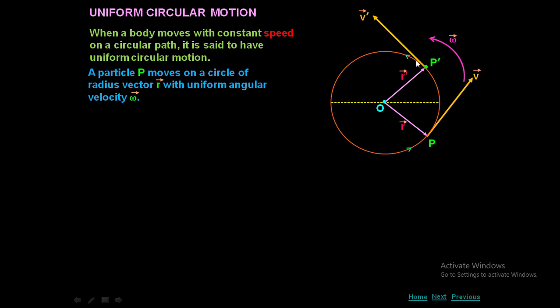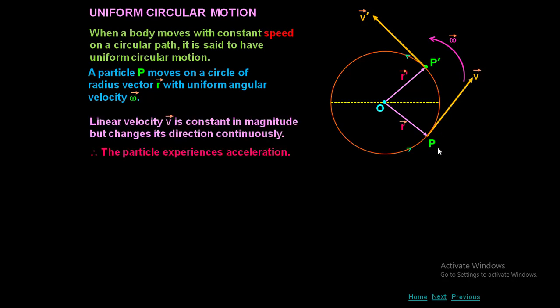In the same way, if you want to represent the direction of velocity at this particular point, again you have to draw a tangent along the direction of motion. So this is the tangent which is represented by V dash bar. Now here you remember that in uniform circular motion, the speed of the body will remain the same, but the direction will change. So linear velocity V bar is constant in magnitude but changes its direction continuously. So this you have to remember.